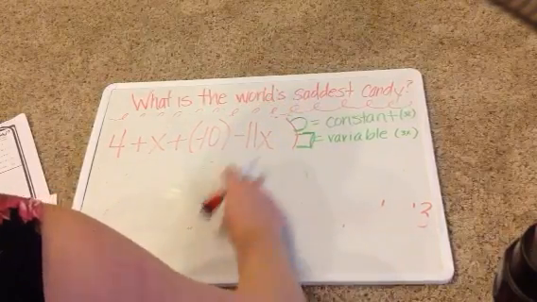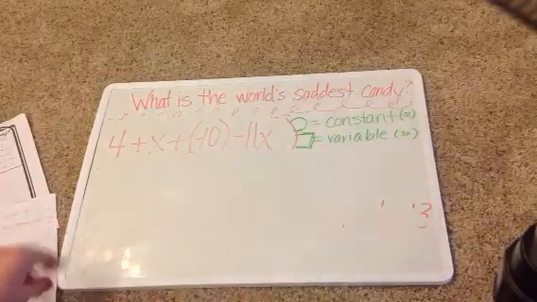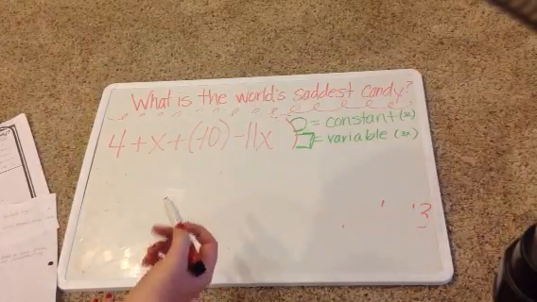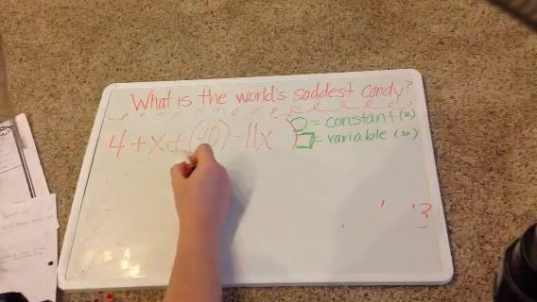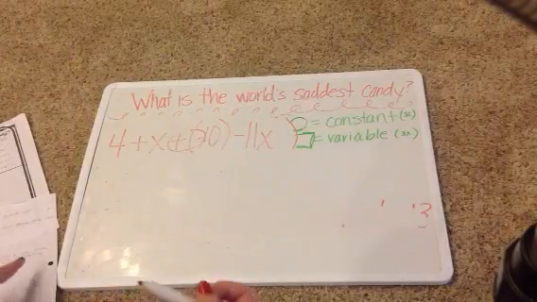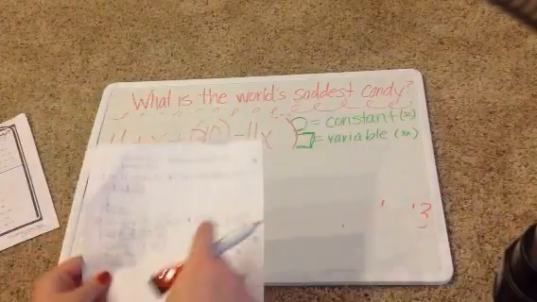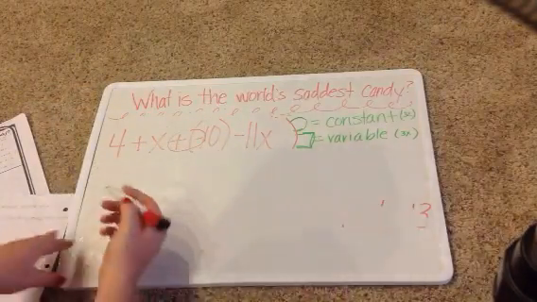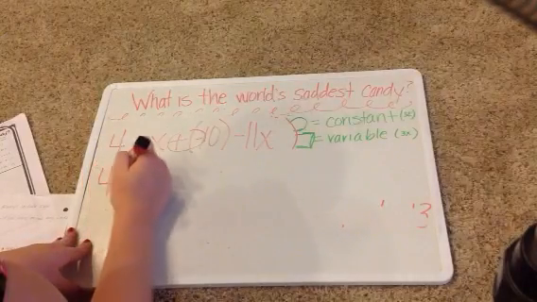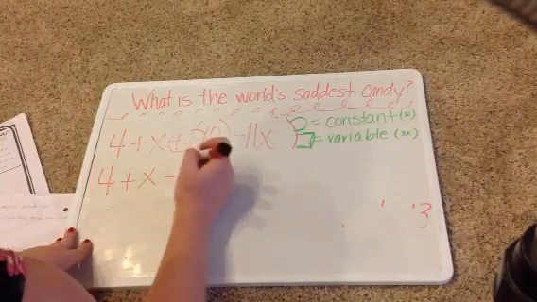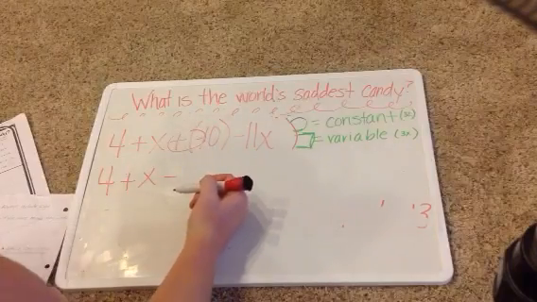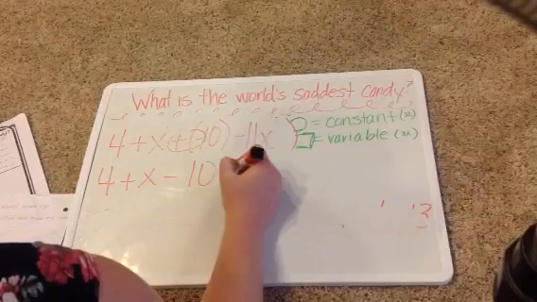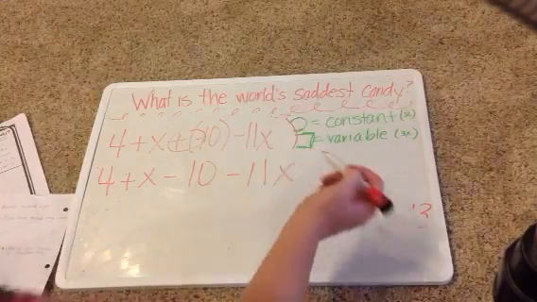So because I forgot to do this one on the last one, I need to make sure I'm doing it. So let's kind of look through and see what rules we need to change. I see this one right away. And that was in our last example. So we're going to use that rule. If we're adding a negative, it's the same as subtracting. So let's go ahead and rewrite that. So we have 4 plus x minus 10 minus 11x. So that's going to be our new problem.